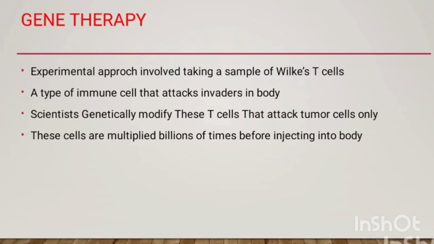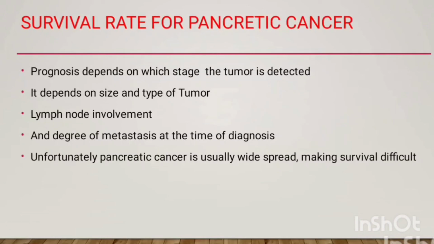So what is the survival rate for pancreatic cancer? Prognosis. Its prognosis depends on which stage the tumor is detected. It depends on the size and type of tumor, lymph node involvement as well, and degree of metastasis at the time of diagnosis. Either it has spread to lymph nodes or other body parts or not. Unfortunately, pancreatic cancer produces no symptoms until it is widespread, making the survival rate very low.